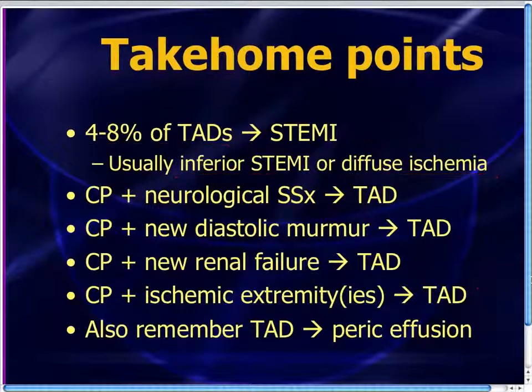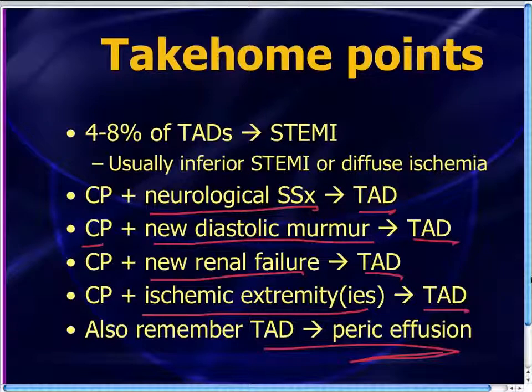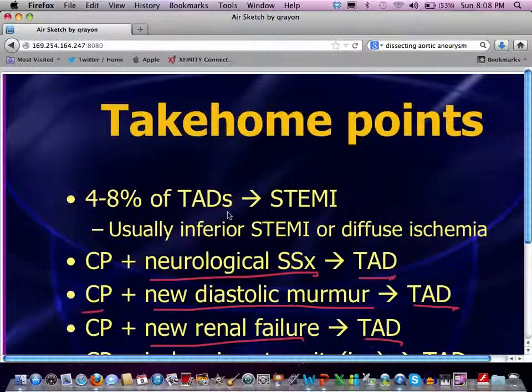And then a couple other pearls that I always would say. Chest pain plus neurologic symptoms, dissection. Chest pain plus new diastolic murmur, dissection. New renal failure, dissection. Ischemic extremity, dissection. And also remember, it can produce a pericardial effusion. All right? So, great case, very important case.